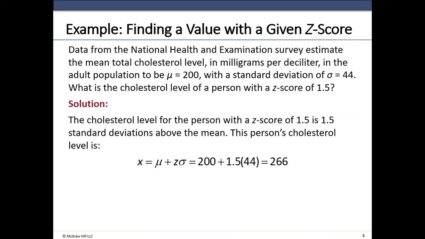So we take 1.5 multiplied by the standard deviation. 1.5 times 44 is 66, and then we add the mean to it. So the X value for a person who has a z-score of 1.5 is 266. The X value is the man's cholesterol level.